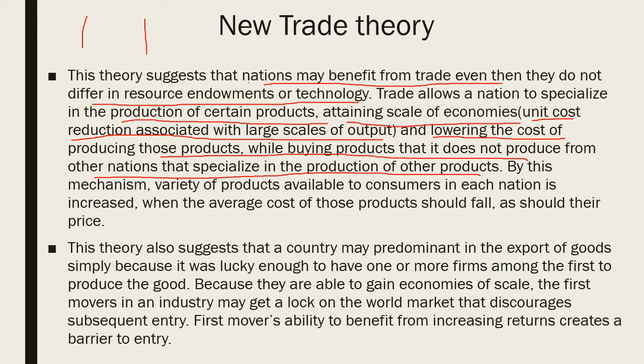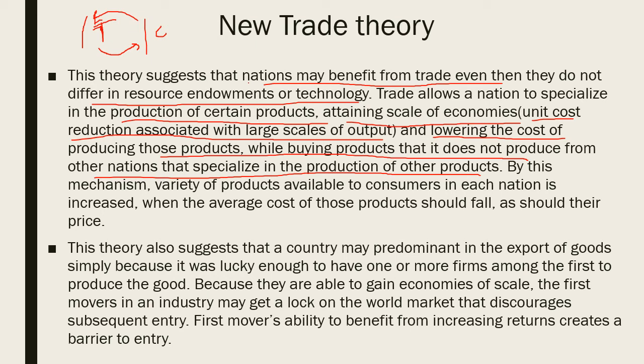Suppose this is one nation, and they produce tea much more efficiently, and this country produces coffee much more efficiently, but they do not differ in land, labor and capital. But if they do trade with each other, then obviously they will benefit from each other, because this country will have access to coffee and they will also have access to tea. So if they are specialized in tea, they can also buy coffee from this country, and if they are specialized in coffee, they can buy tea from another country.